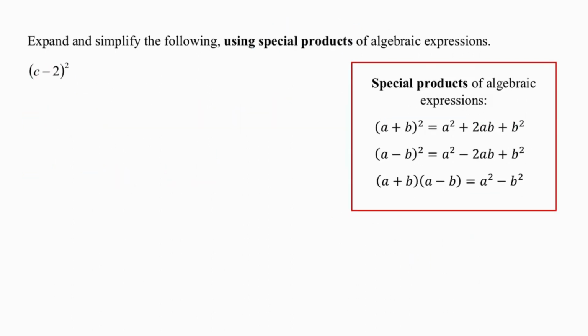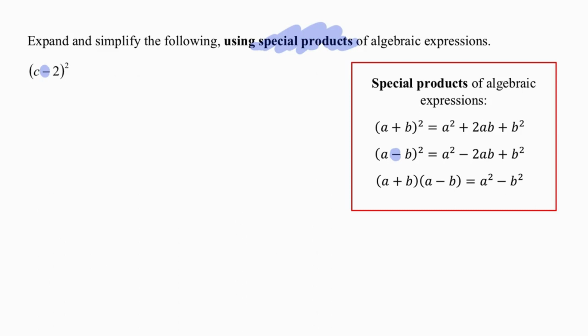Everyone, welcome to this video where we are required to use a special products to expand and simplify this term. I must first choose the correct special product. I see a minus, (c - 2) square, so I'm going to choose the (a - b) square.